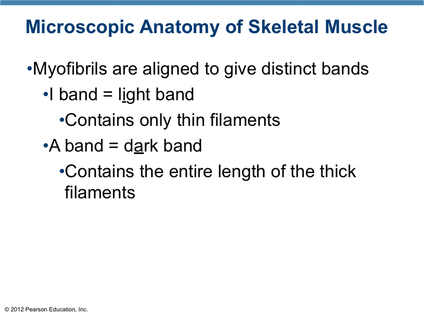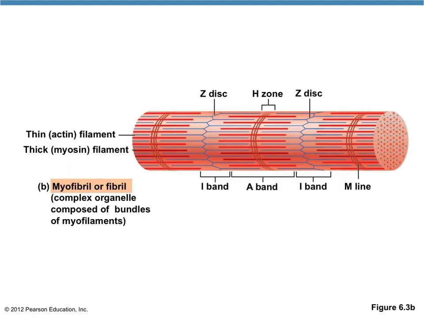The I band is known as the light band, and that light band contains only thin filaments. And then the A band is the dark band, and it contains the entire length of the thick filaments that are found in muscle cells. So we'll talk about those two different types of filaments in just a minute. So those two different types of filaments are the thin filament and the thick filament. The thin filament is made of a protein called actin, and the thick filament is made of a protein called myosin. And so the myofibril is composed of both of these proteins, and they're organized into these bands.